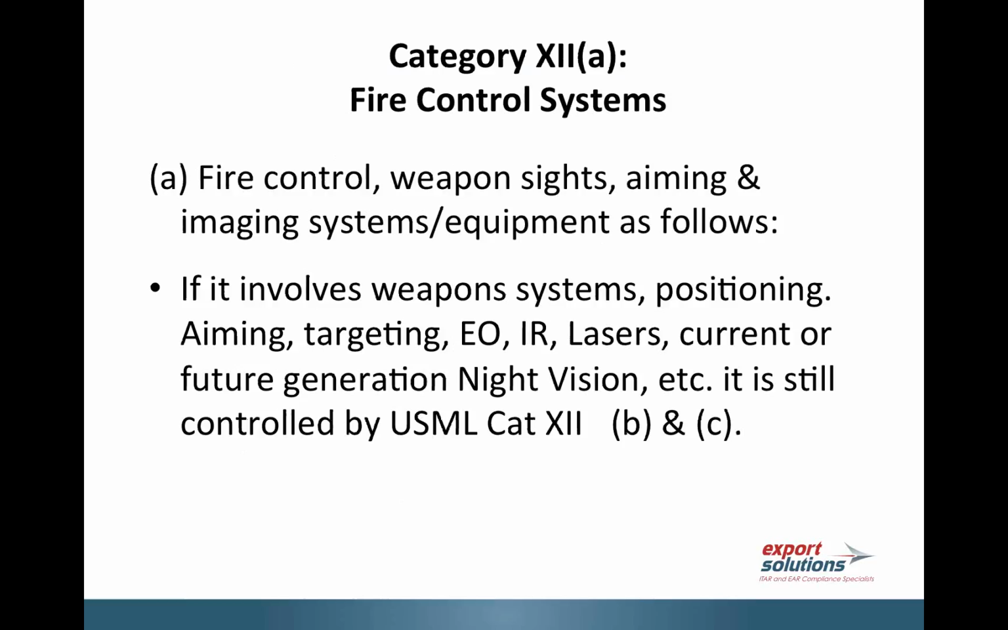Category 12A under fire control systems: originally, when I put these on the slides, I had like 10 slides here, and it looked like that Category 11 slide earlier. So what I did is I put it together in a nutshell. Since 12A is for fire control, weapon sights, aiming, imaging systems, and equipment as follows, and then there's a whole bunch of lists, I consolidated that: essentially if it involves weapon systems, positioning, aiming, targeting, electro-optics, infrared lasers, current or future generation, night vision, etc., it is still controlled by Category 12, B and C. So that's the bottom line of it. If it's weaponry, if it aims things and makes things more accurate, it's going to remain under control under Category 12 of the ITAR.